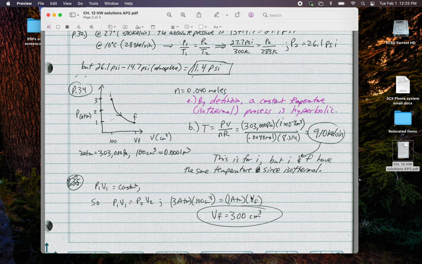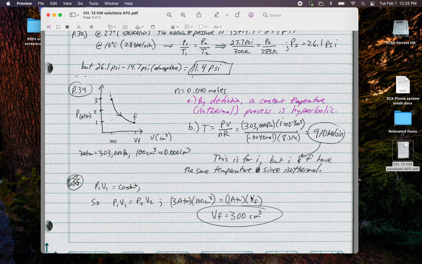For problem 34, it says 0.004 moles of gas follows the hyperbolic trajectory. What kind of process is this? In the chapter, it mentions that the constant temperature isothermal process is hyperbolic. The adiabatic process looks similar, but it ends up being kind of steeper at points. So we'll have to maybe talk about that a little bit.